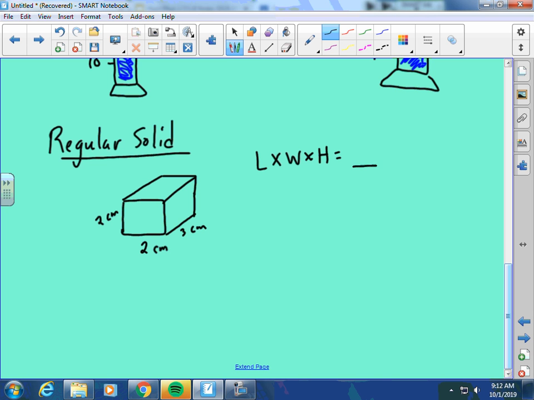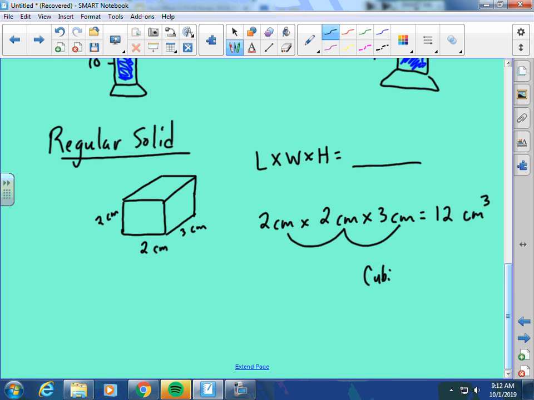So in this case, it would be 2 centimeters times 2 centimeters times 3 centimeters. And so that would be 2 times 2 is 4 times 3 is 12. So 12. And our units in this case, since I did centimeters times centimeters times centimeters, is going to be centimeters to the 3rd power, which we also call centimeters cubed, or we call them cubic centimeters. Sometimes, if you ever watch a medical documentary or a medical show, they might call them cc's. Okay? So that's how you do a regular solid.